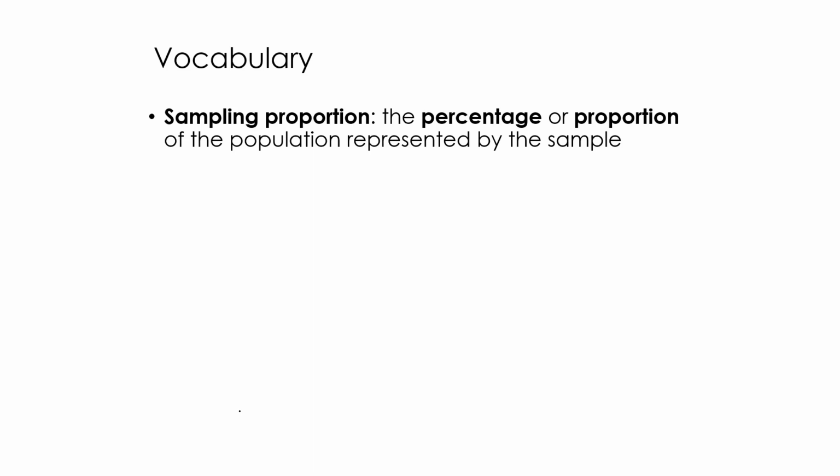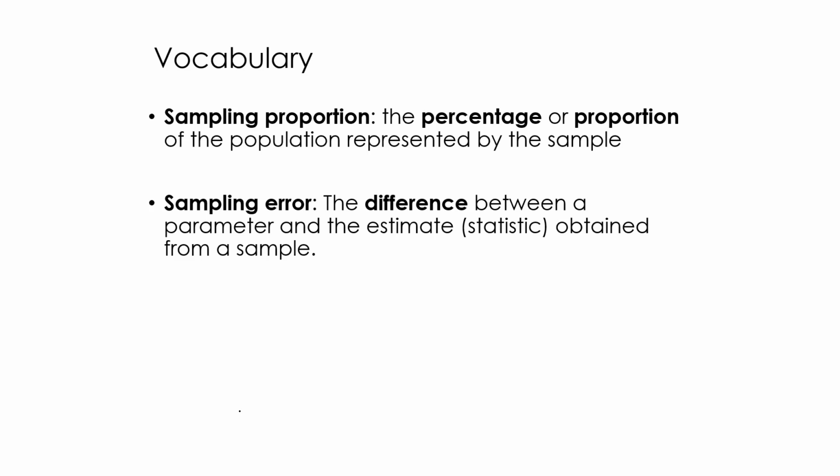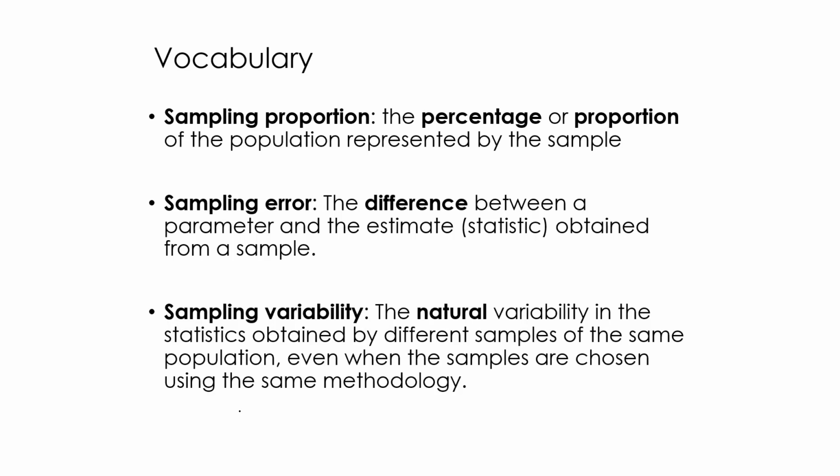So more vocabulary. Sampling proportion: the percentage or proportion of the population represented by the sample. Sampling error: the difference between a parameter and the estimate statistic obtained from a sample. Impossible to tell, but we do have mathematical ways of approximating the error or giving bounds for the error. Sampling variability: the natural variability in the statistics obtained by different samples of the same population, even when samples are chosen using the same methodology, right?